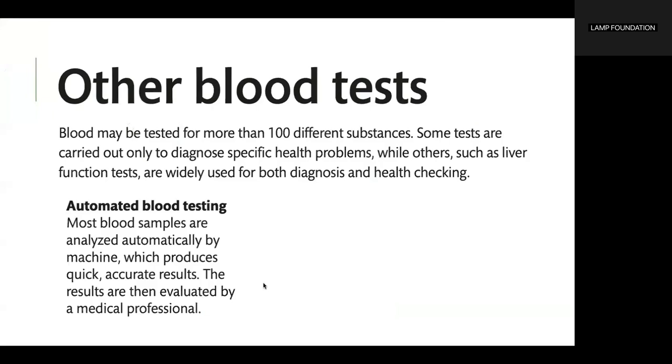General adult tests, other blood tests. Blood may be tested for more than 100 different substances. Some tests are carried out only to diagnose specific health problems, while others, such as liver function tests, are widely used for both diagnosis and health checking. Automated blood testing. Most blood samples are analyzed automatically by a machine, which produces quick, accurate results. The results are then evaluated by a medical professional.